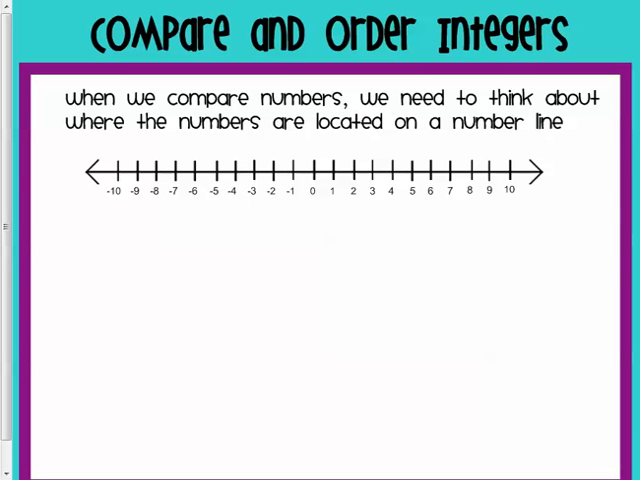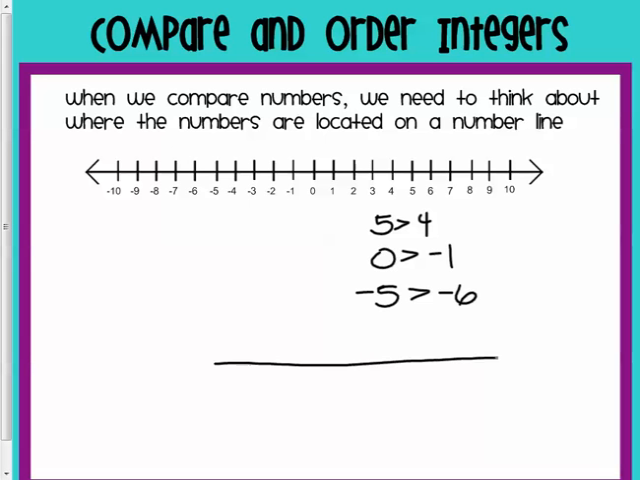For example, if I were comparing two positive numbers, 5 is greater than 4 because 5 is further right on the number line. If I'm comparing 0 and -1, 0 is greater than -1 because it's further right on the number line. -5 is greater than -6 because, again, it's further right along the number line. So the bigger you get, you're going toward the right.